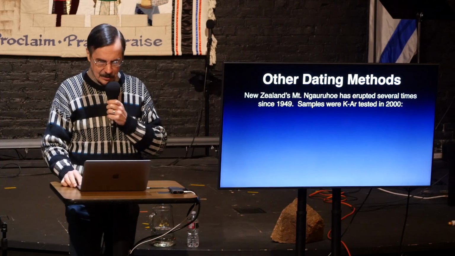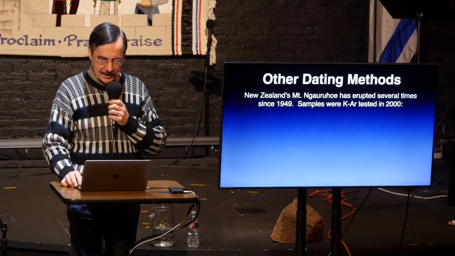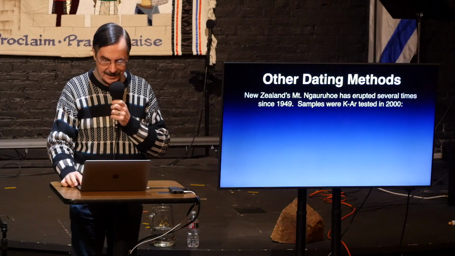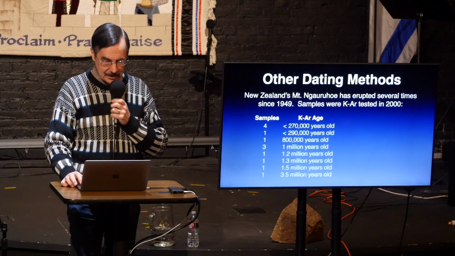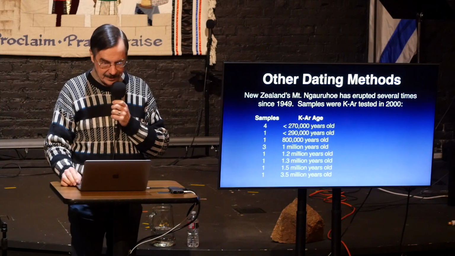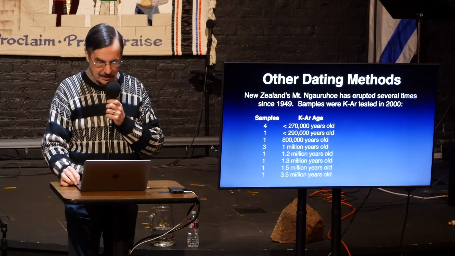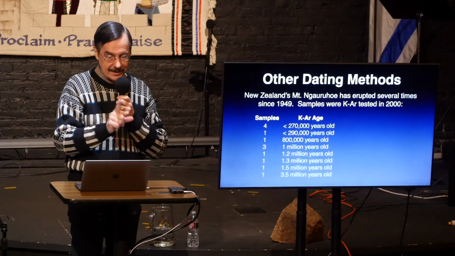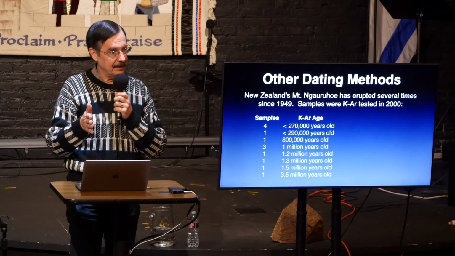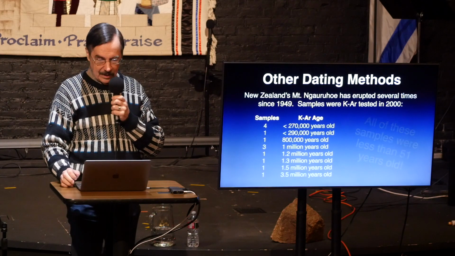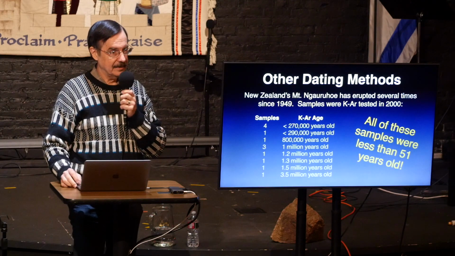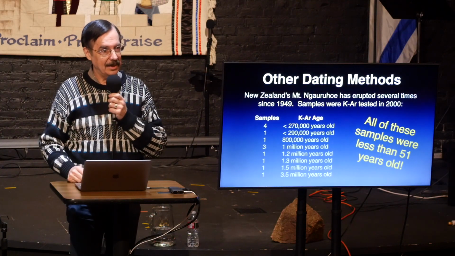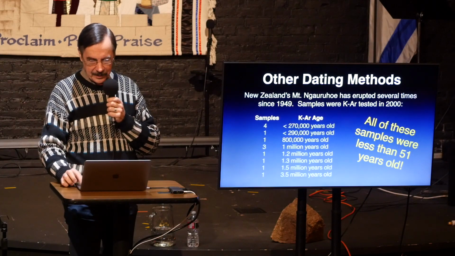So, in New Zealand, Mount Ngaruhoe has erupted several times since 1949. Samples were potassium argon tested in 2000. So these samples came out 270,000 years old, 800,000, 1 million years, 1.5, 3.5 million years old, and all of these are from eruptions since 1949. All of these were less than 51 years old, because there were eyewitnesses that saw the volcano happening and picked up rocks from it. So here's a really good question.